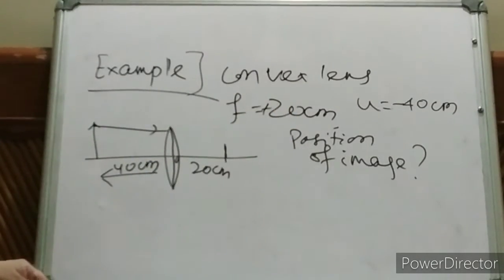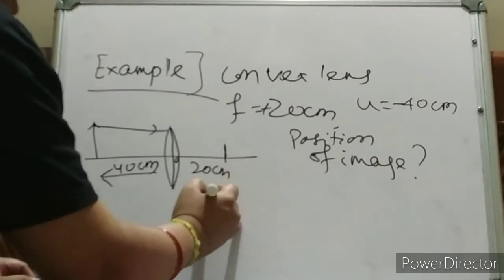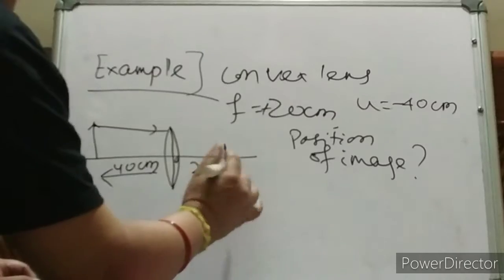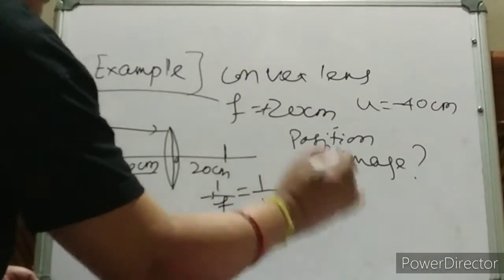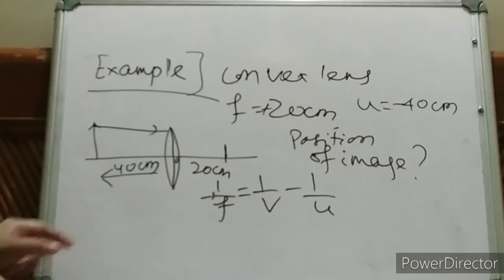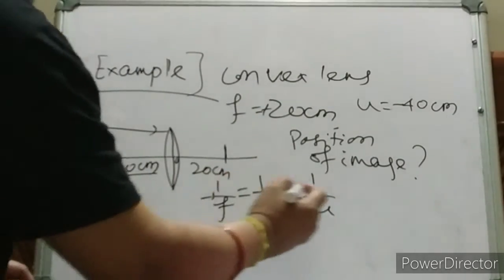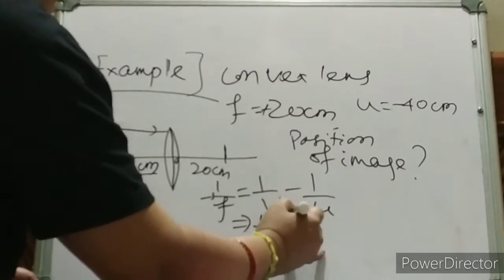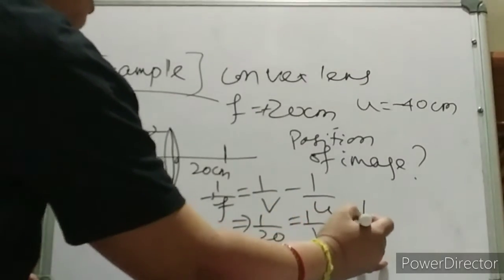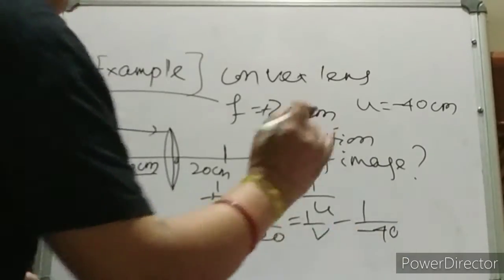Where will you get the image? Let us use our lens formula. 1 by f is equal to 1 by v minus 1 by u. In place of f and u, what will you put? 1 by 20 is equal to 1 by v minus 1 by minus 40. Is it clear?